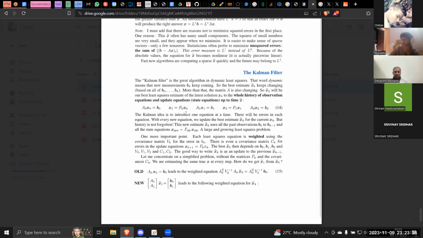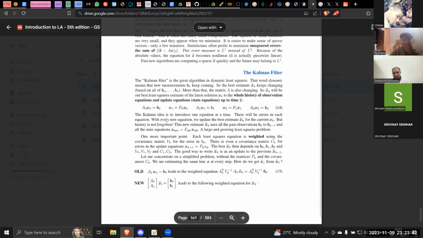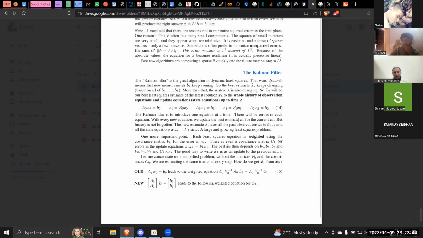The Kalman idea is to introduce one equation at a time. There will be errors in each equation. With every new equation, we update the best estimate x hat for the current xk. So this A1 x1 will be our x hat k, right? Because it's like a least squares estimate for the value. That's what we've been seeing all this while. We're trying to project.